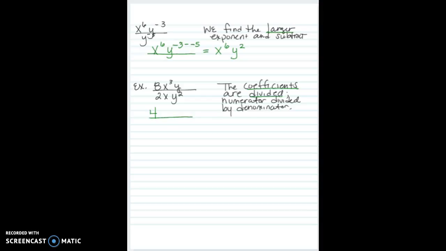For my variables, my x has a power of 3 in the numerator and a power of 1 in the denominator. 3 is larger than 1. So x to the power of 3 minus 1. For my y's, I have a power of 1 in the numerator and a power of 2 in the denominator. 2 is larger than 1, so the y's would stay in the denominator with a 2 minus 1 as the power. Now all I have to do is subtract those powers. I keep the 4, x is raised to the 2, and y is raised to the 1.